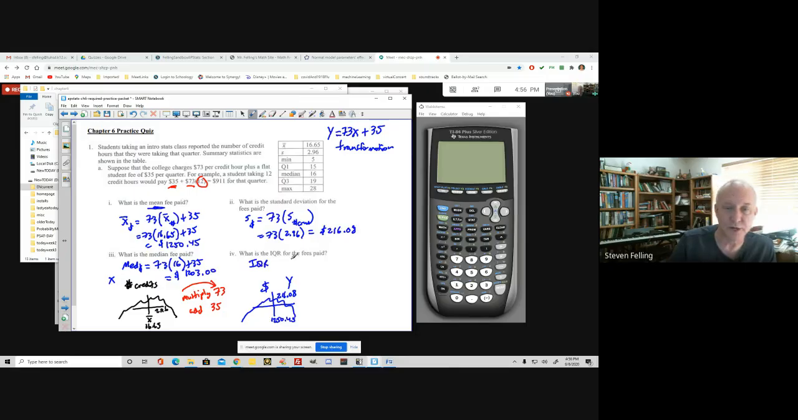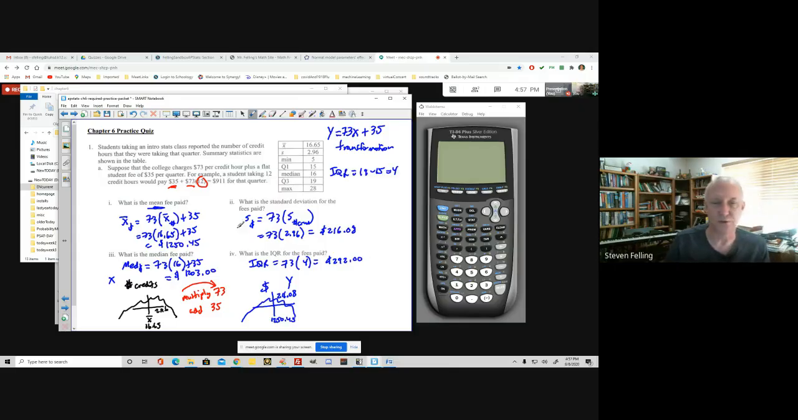So first of all, we have to figure out the IQR for the credits. That would be 19 minus 15, which is 4. Since this is a measure of spread, only the multiplier 73 is going to affect this. We're not going to do the plus 35. So 73 times 4 is $292.